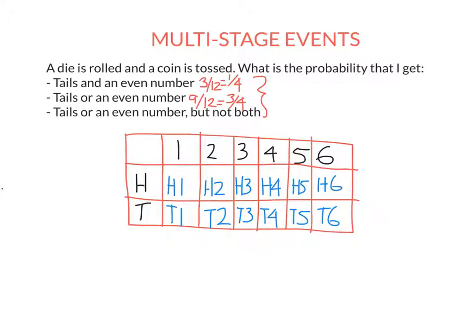So I don't want to include this one, or this one. So the ones I want to include: 1, 2, 3, 4, 5, 6. All those with a green mark in them are tails or an even number, but not both.